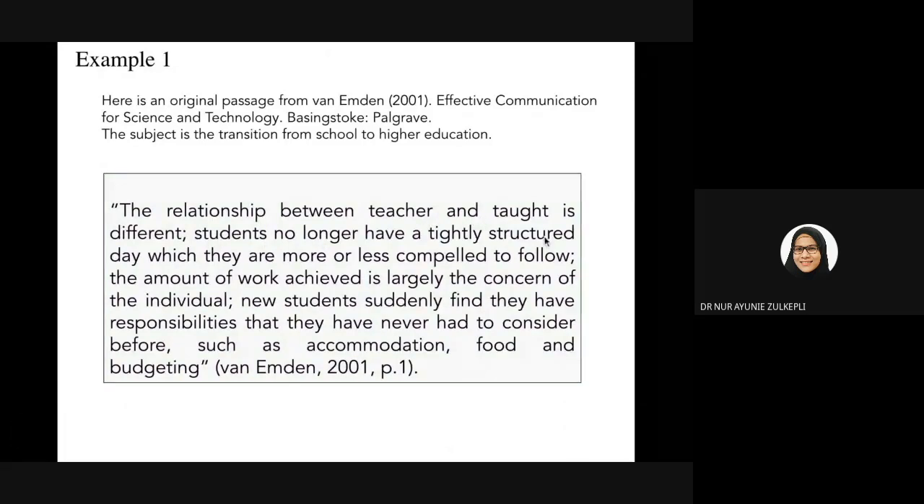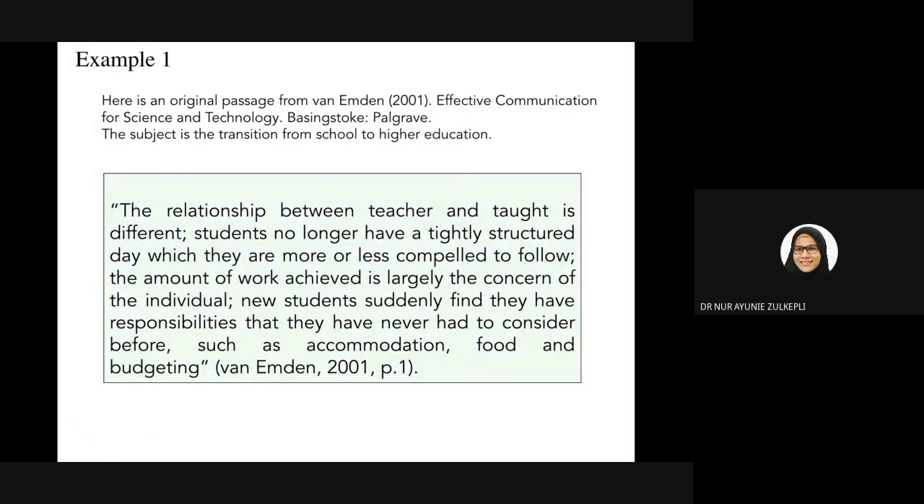Students no longer have a tightly structured day which they are more or less compelled to follow. The amount of work achieved is largely the concern of the individuals. New students suddenly find they have responsibility that they have never had to consider before, such as accommodation, food, and budgeting.